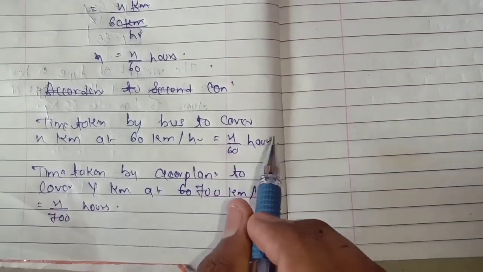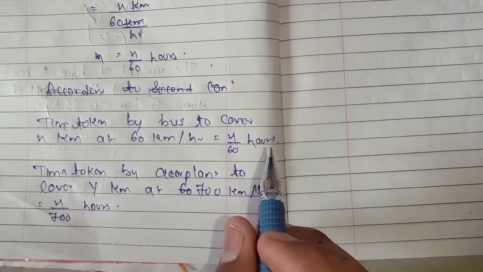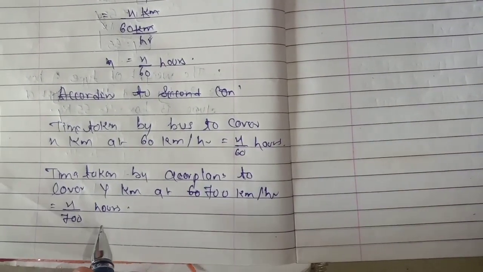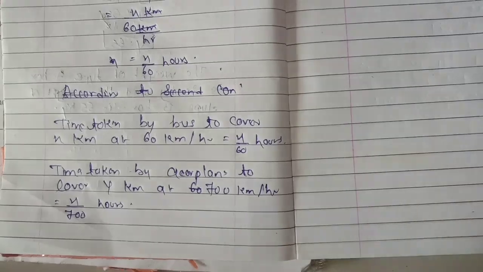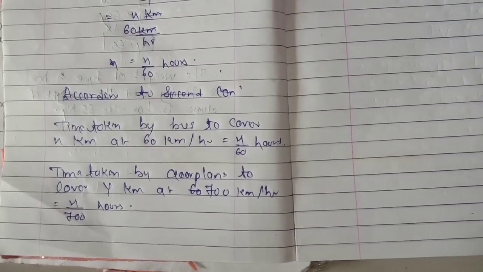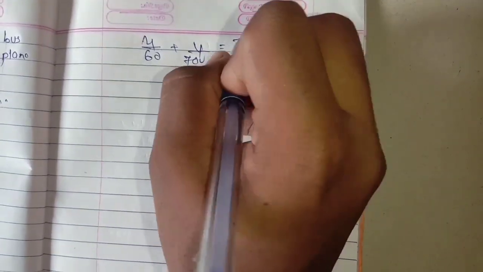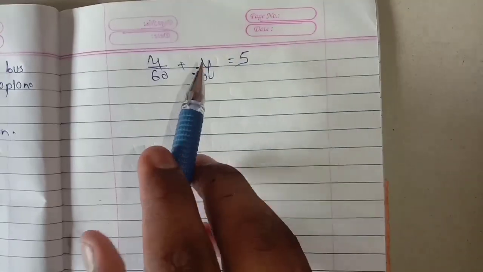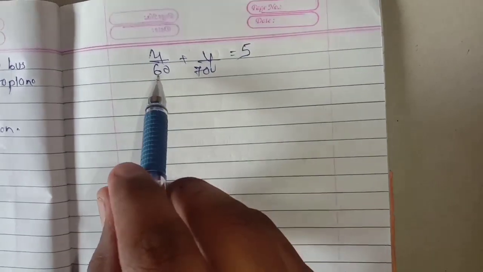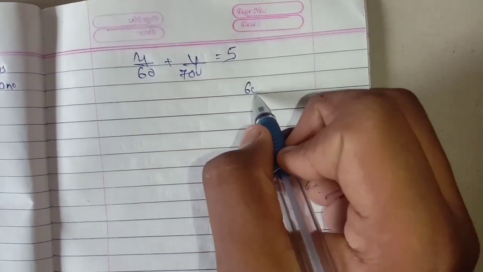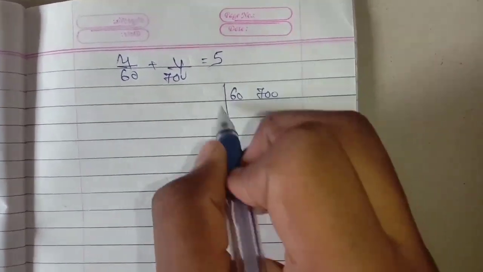So this is x upon 60 hours taken by bus to cover the distance, and y upon 700 hours taken by aeroplane to cover the distance. So this will be x upon 60 plus y upon 700 is equal to 5 hours. So 5 hours taken by Vishal to cover the distance. So we will take the LCM of 60 and 700.